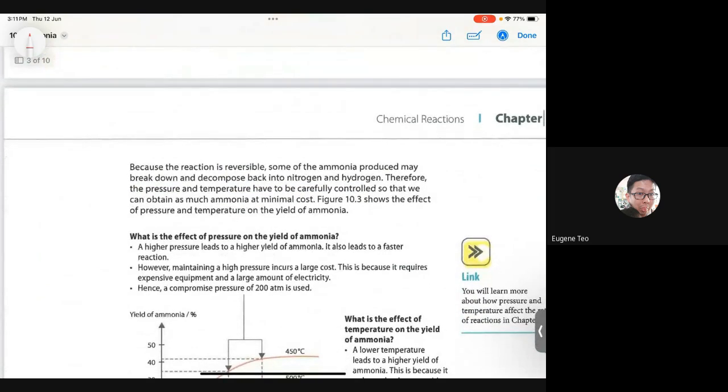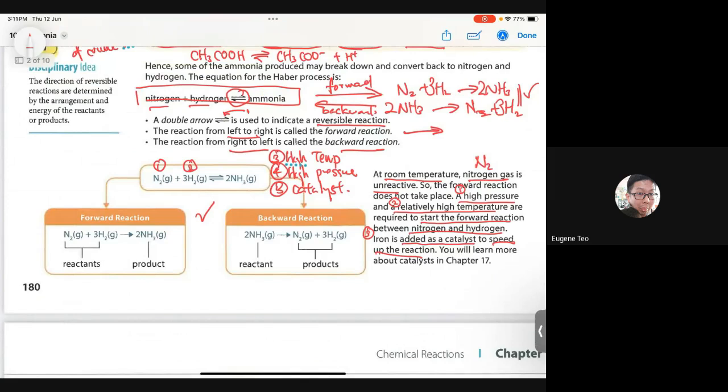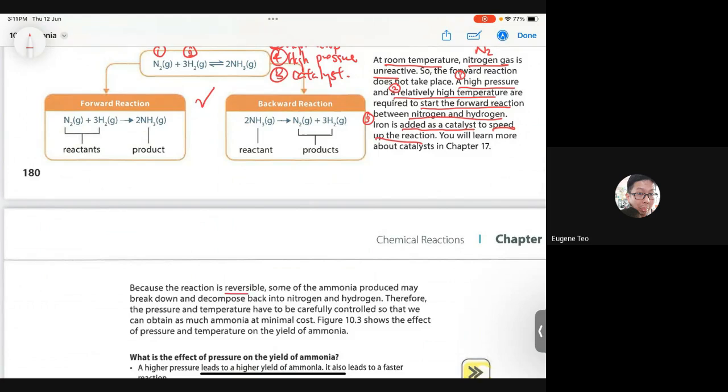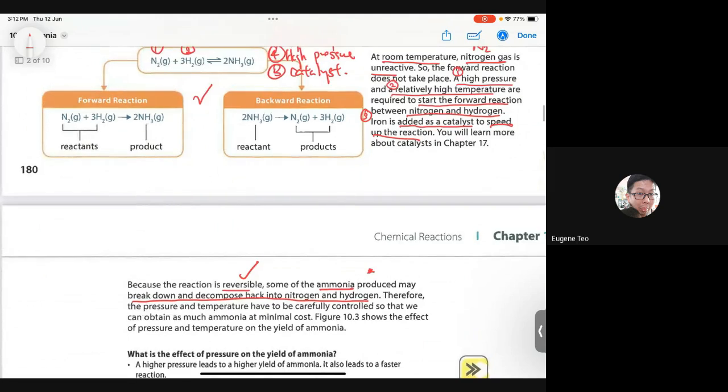Okay. Now, we went through how the forward reaction can take place. I must give high temperature, high pressure, and catalyst. But the interesting thing is this: because the reaction is reversible, the ammonia that we want can actually break down and decompose back because it is a reversible reaction. The ammonia can break down, so it can go to a backward reaction. Therefore, the pressure and temperature have to be carefully controlled. So it's not just about having a very high temperature, very high pressure, that's good, but they will actually manage the pressure and temperature. So think of this industrially, of course, what I want is high temperature, high pressure with catalyst.